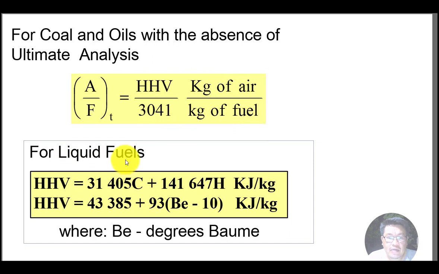Now for liquid fuels, the higher heating value is equal to 31,405 multiplied by the carbon, plus 141,647 multiplied by your hydrogen, with the unit of kilojoule per kilogram. It can also be expressed as the higher heating value equal to 43,385 plus 93 times (Baume minus 10), where Baume is equal to degrees Baume. The unit is also kilojoule per kilogram.